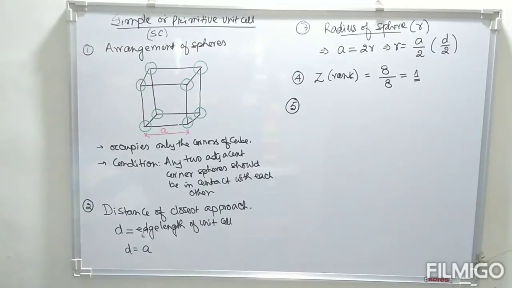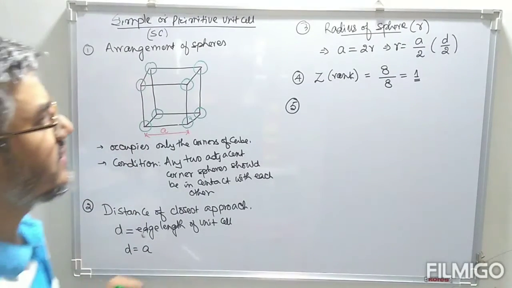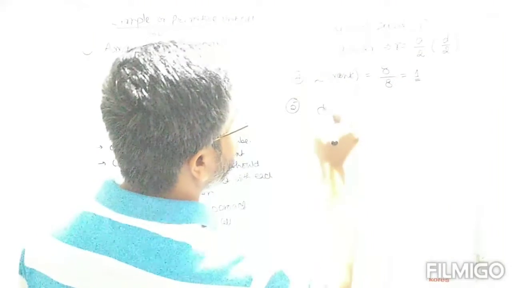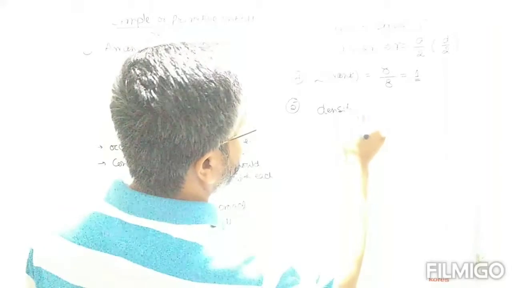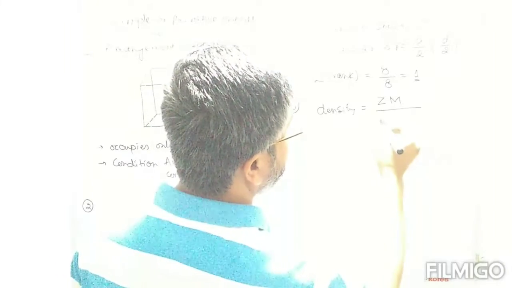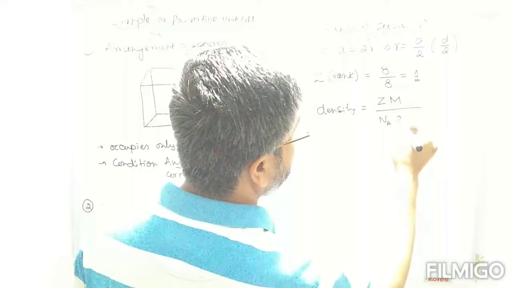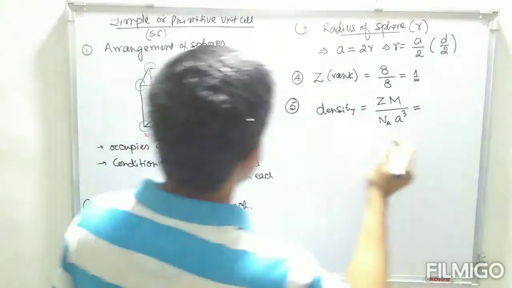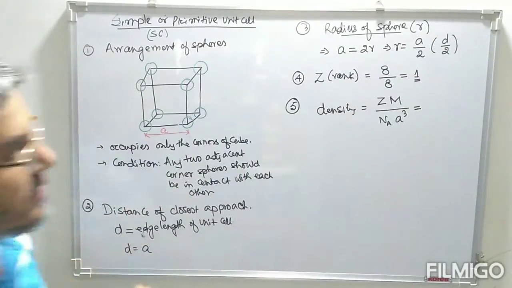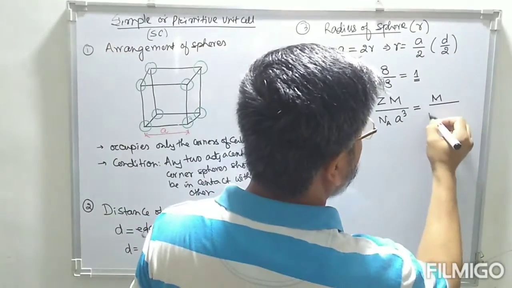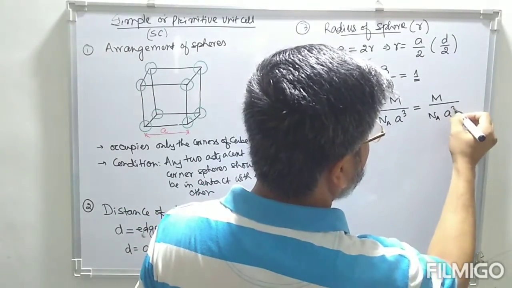Number 5, we have to define density. This density is equal to Z into molecular mass divided by Avogadro number into a cube, where a is the edge length, and Z is the effective number of atoms per unit cell. So Z for this simple or primitive unit cell is 1. So this is M divided by Na into a cube.